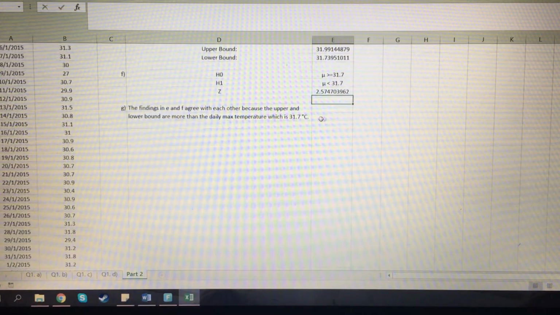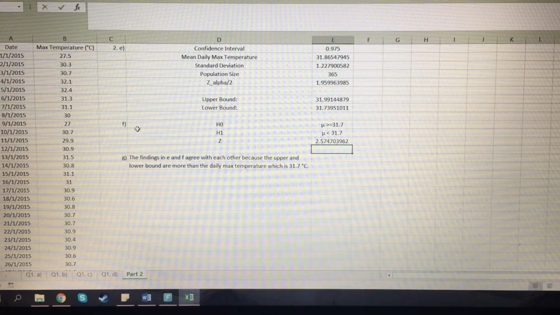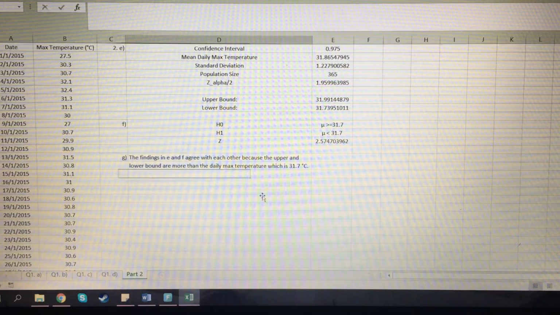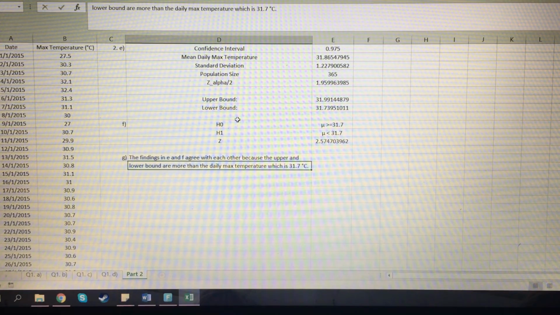So the findings in question E and F agree with each other because the upper bound and the lower bound are more than the daily max temperature, which is 31.7 degrees.